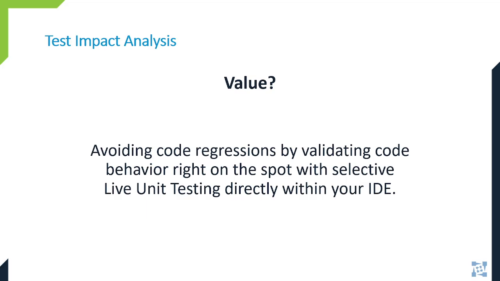What you get is that instead of waiting for CI to catch regressions, maybe hours later, you're catching them instantly right where you're coding. Live, focused, and fast. By validating code behavior on the spot with only the tests that matter, you avoid regressions before they ever make it past your local branch. It's not just faster, it's smarter testing built right into your workflow.